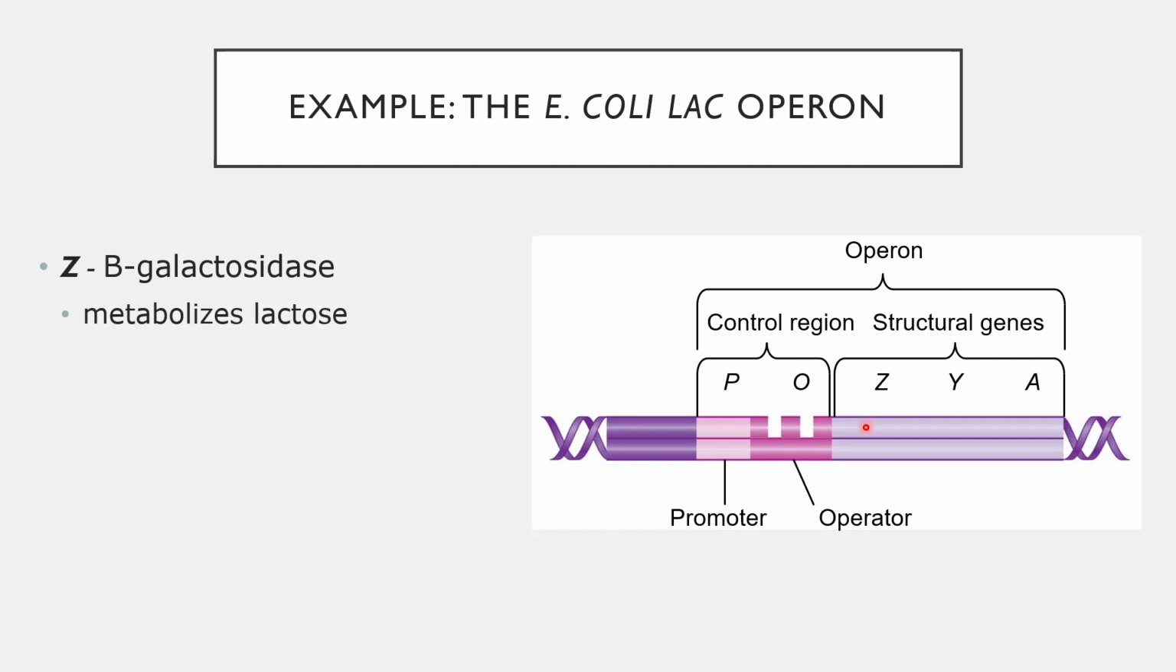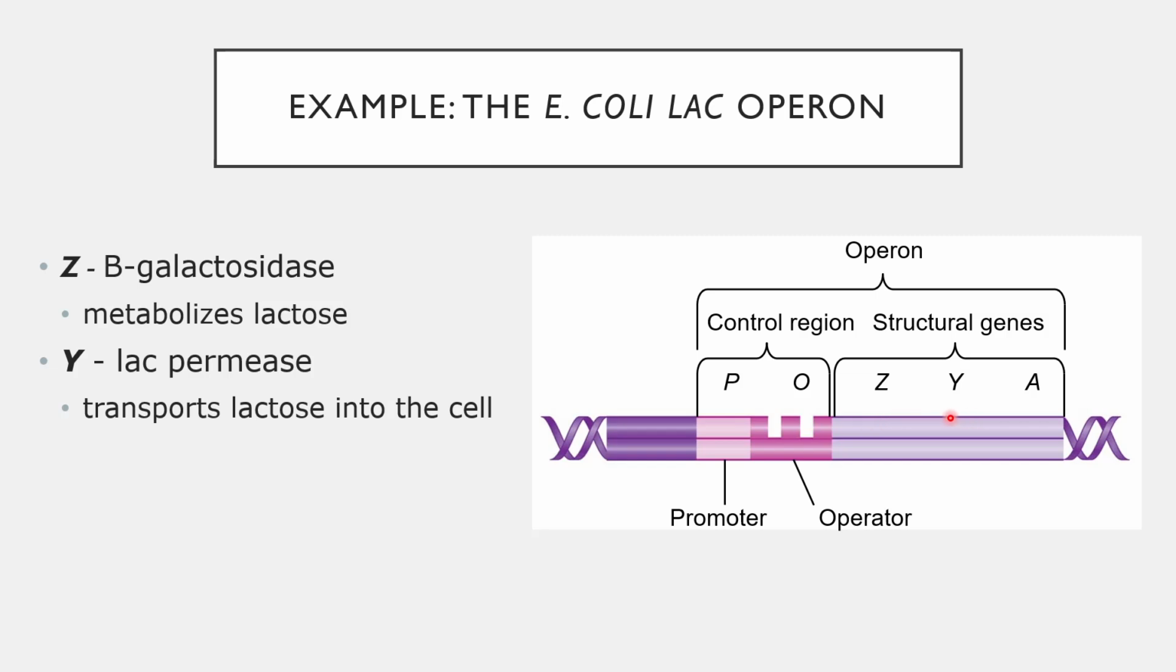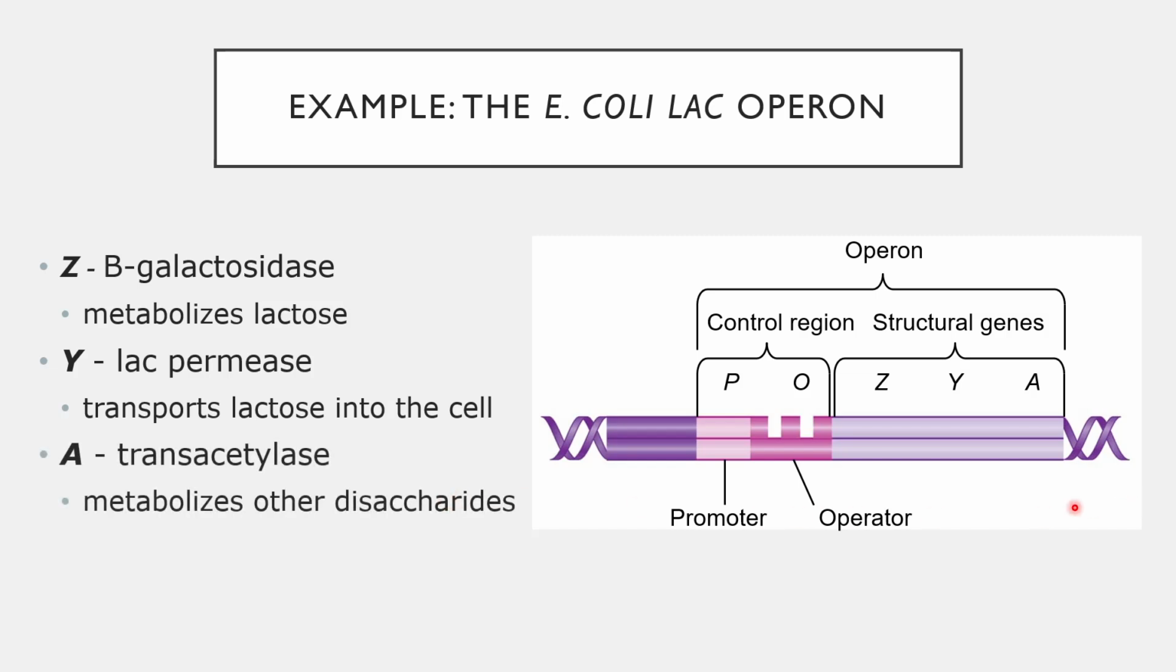The Y gene encodes lac permease. Lac permease is an enzyme that is responsible for transporting lactose into the cell. And so we can see we have related functions here. We have digesting lactose, but then we also have bringing lactose into the cell. And the A gene encodes an enzyme called transacetylase.